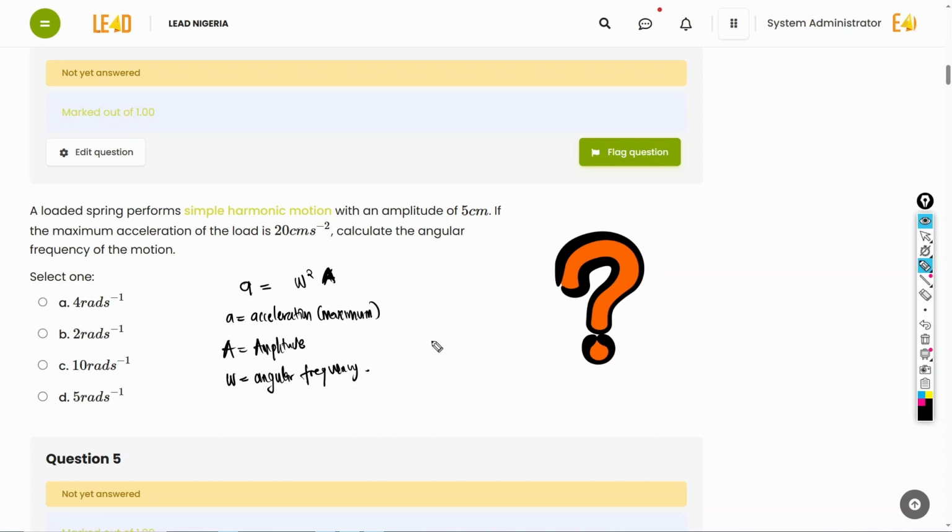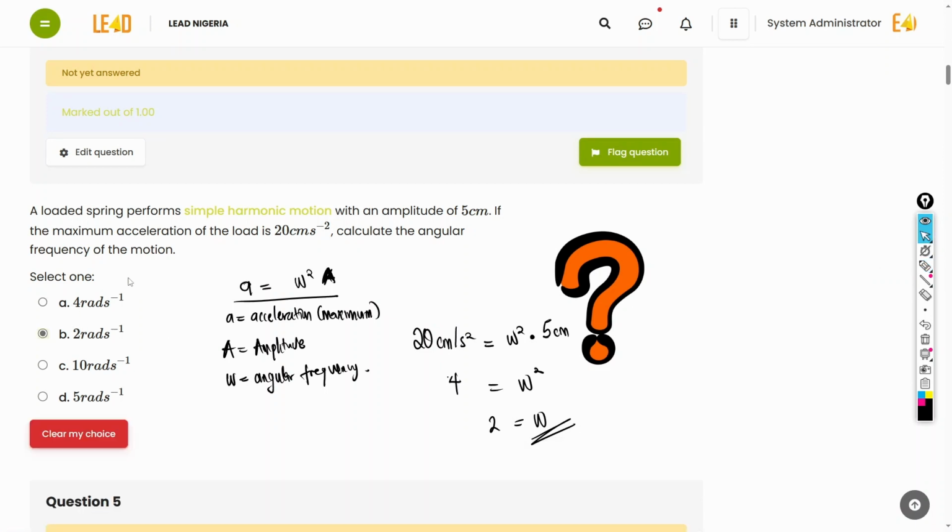So I have a as 20 cm per second squared, and I'm plugging into this formula: 20 is equal to omega squared times my amplitude of 5 cm. I'm not bothered with the unit because you can see cm, so I divide both sides. Omega squared is equal to 4. So omega would be the square root of 4, which is 2. The answer is B, 2 radians per second.